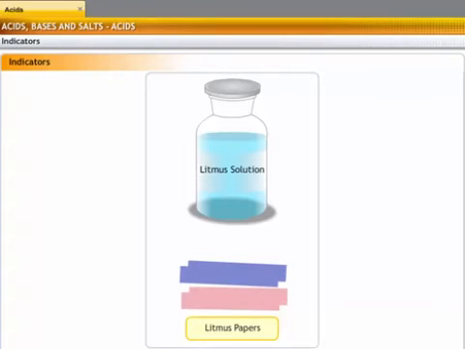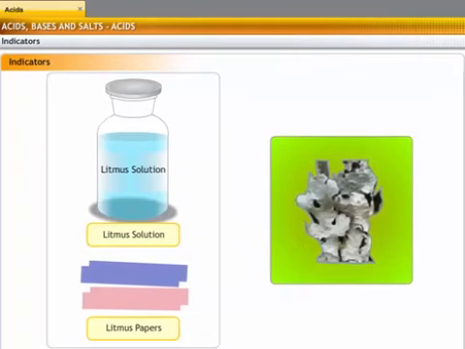The most common indicator that you may have come across in the laboratory is litmus, which can be in the form of a solution or paper. Litmus is a natural indicator and is extracted from lichens. It is dyed blue and red to detect changes in color.